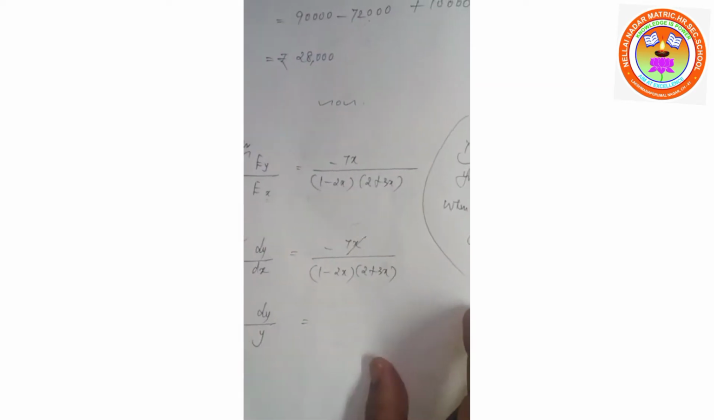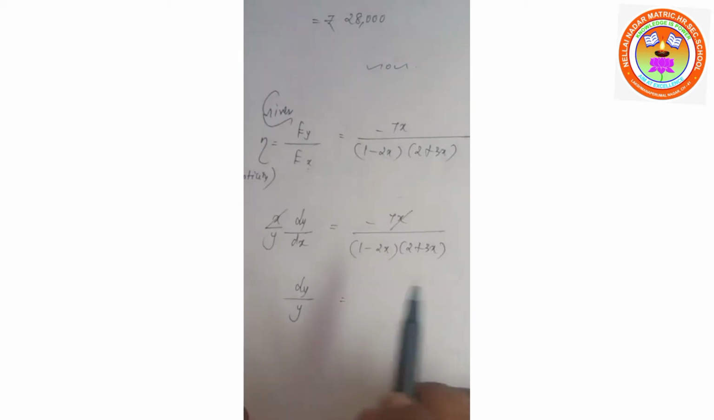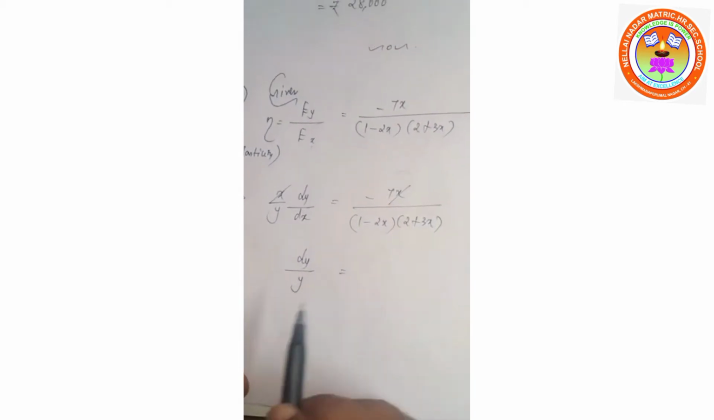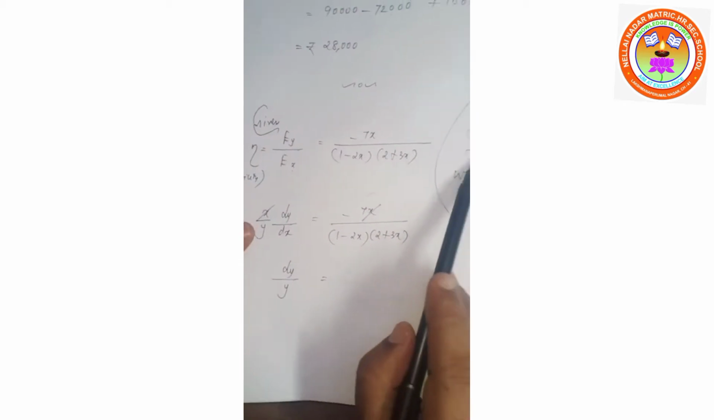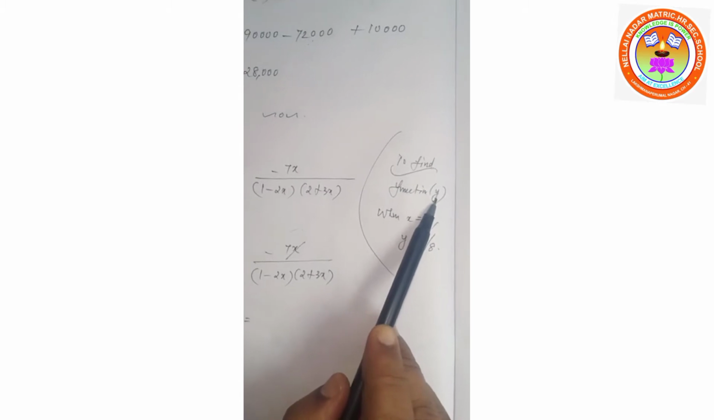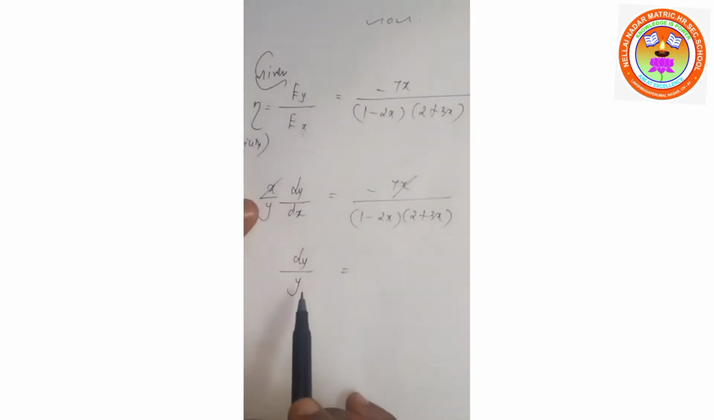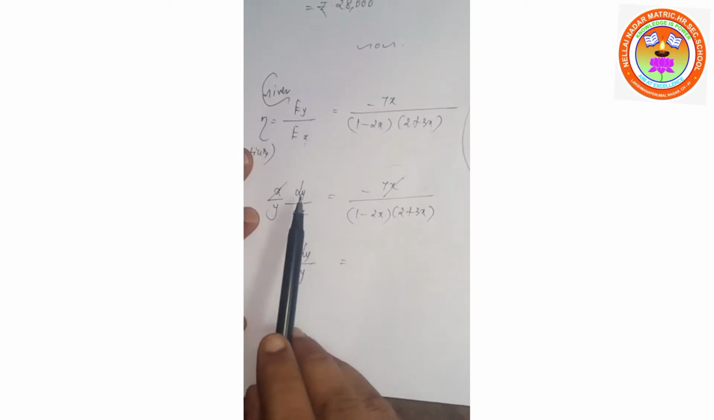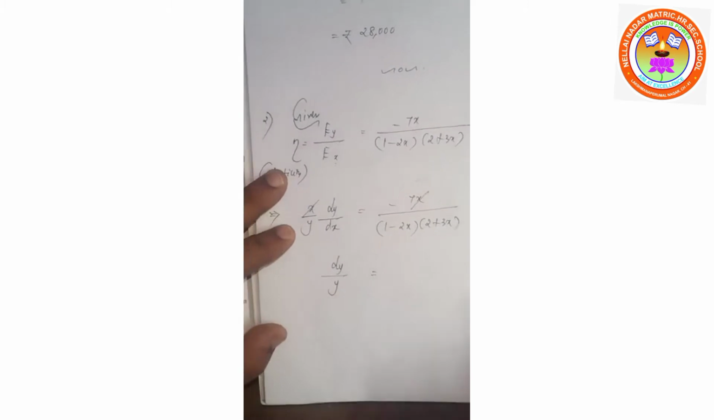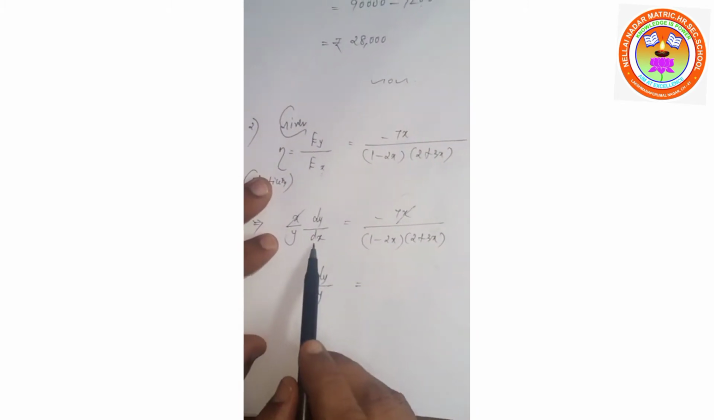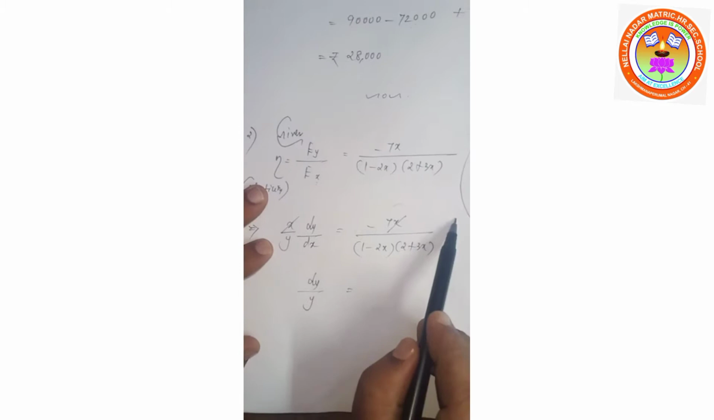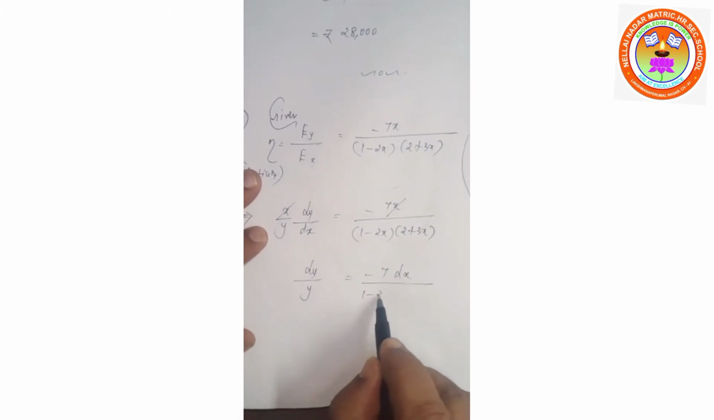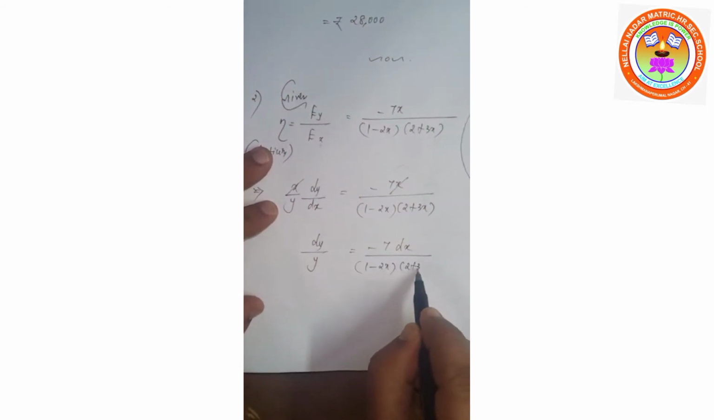We have to integrate. Before that, you have to separate the variables, all y terms in one side and x terms in other side. I am retaining y in the left hand side because you are asked to find out the function y in terms of x. So I am retaining y, all y terms in the left hand side. Before integration, listen carefully, you have to retain dy and dx in numerator only. So dy is in numerator but dx is in denominator, so it has to be cross multiplied. So minus 7 dx divided by 1 minus 2x into 2 plus 3x.